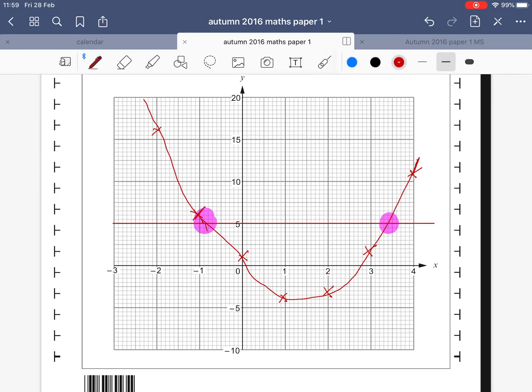So if I read down from here, I got about minus 0.8. If you read yours correctly and you've got minus 1.1, or if you've got minus 0.9, they'll still mark it correct. So as long as you've read your own graph correctly, they'll still mark that right. On the other one, I've got about 3.4.